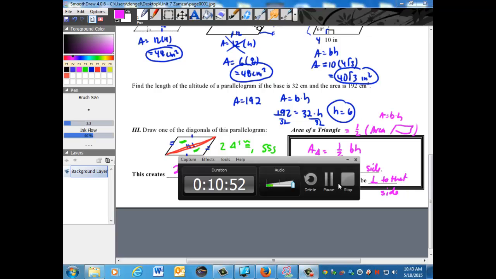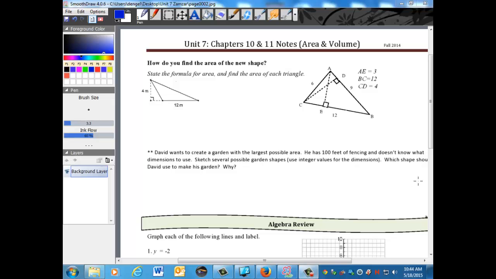All right, let's jump over to the next page. All right, we're back. We're going to solve for the area of the triangle. Again, area is equal to 1/2 base times height. Area is equal to the base, and in this problem it's 12.